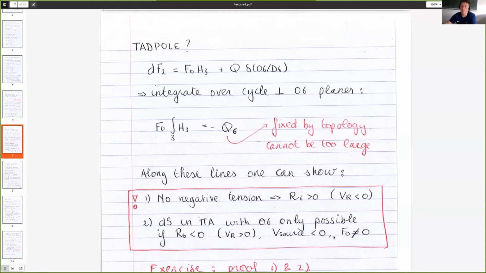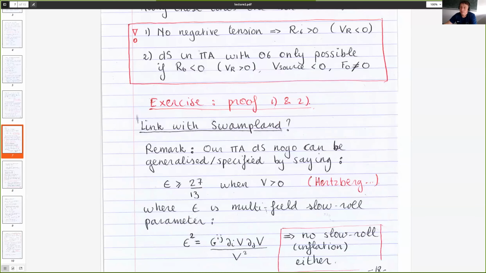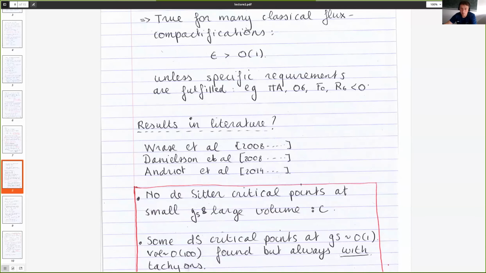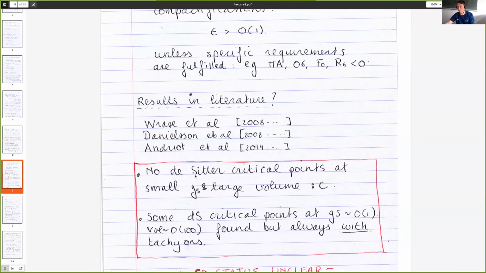And then you try. This was done in many papers starting in 2008, in which I was involved as well, and I can tell you the results of all that work. There are many papers, especially David Andriot and collaborators have done a lot in recent years. But I think, and I hope he would agree, that it's fair to summarize all of these papers in a very simple way: nobody found a de Sitter critical point at parametric weak coupling and large volume.